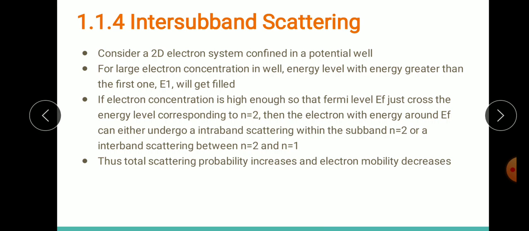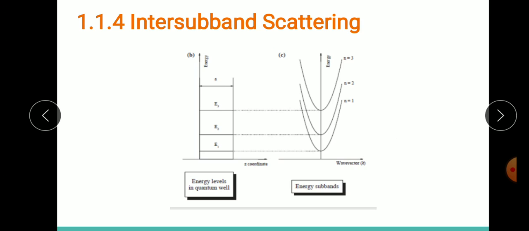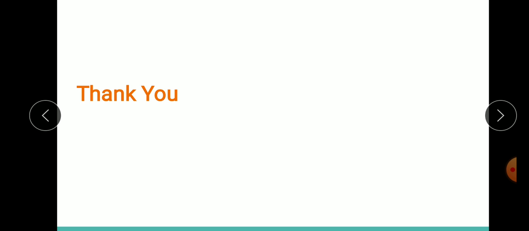Then we discussed the surface roughness scattering. How does it occur? What is the surface roughness in the case of a MODFET and MOS? Why in MODFET it is negligible, and why in MOS structures it is prominent? We saw that. And finally the inter-subband scattering due to the concentration of electrons. For that we considered a potential well to understand the concept. I hope these things are clear, right?